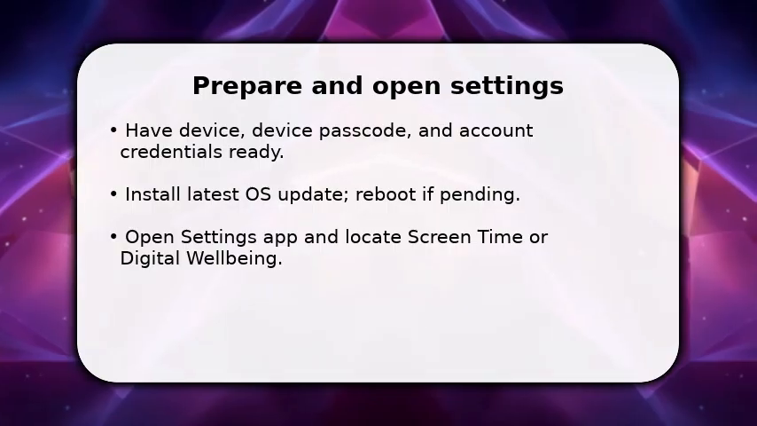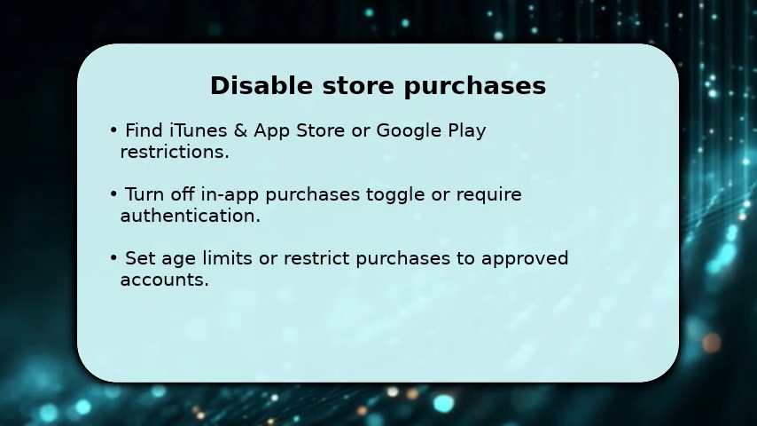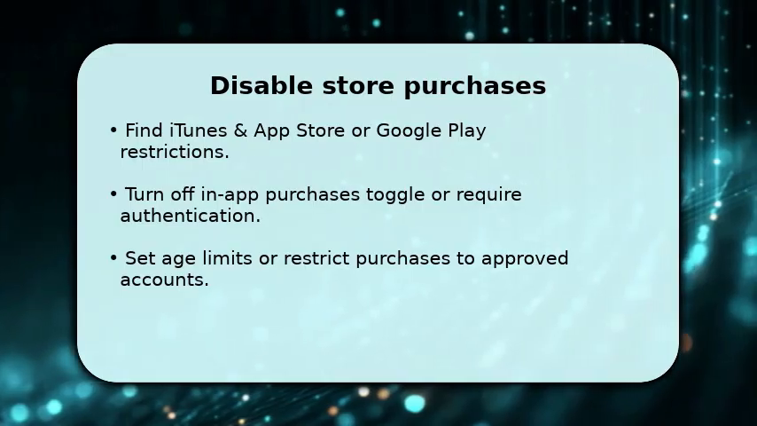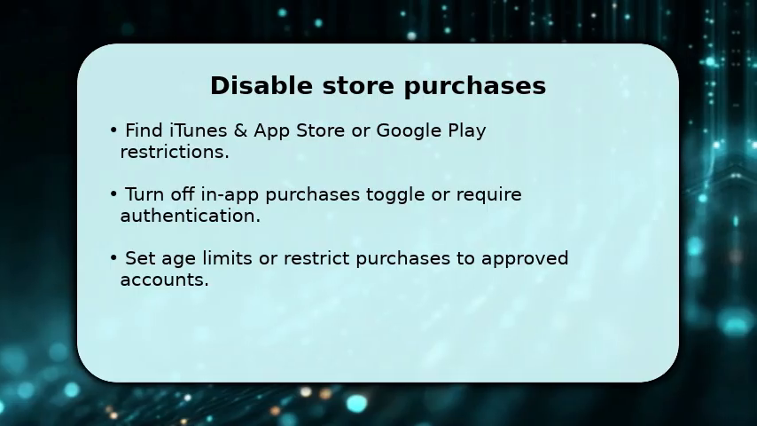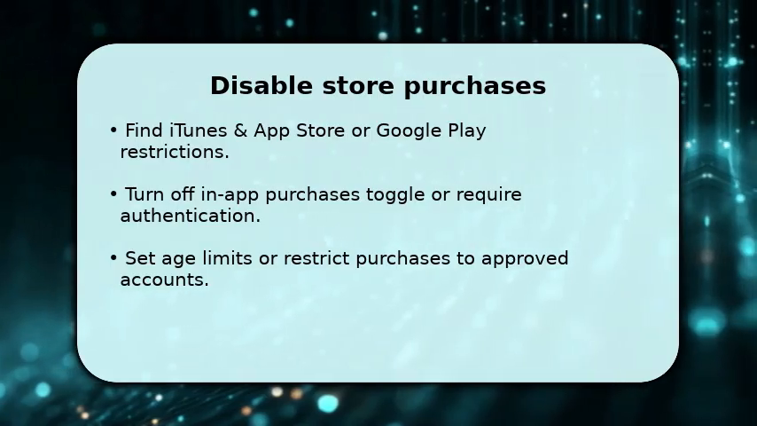You now locate purchase settings. On iOS, tap iTunes and App Store Purchases, then In-app Purchases. On Android, open Google Play, then Settings and Require Authentication.